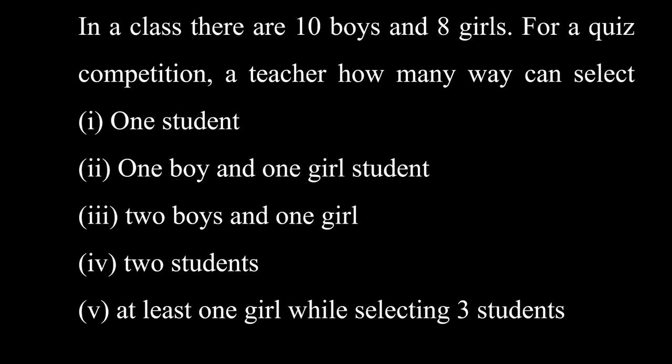Next one, 80: 10 into 8. And means multiplication. One boy, 10C1. 10C1 is nothing but n. And one girl, out of 8 girls, one. So 10 into 8, multiplication. Right, so then the third question, 360.